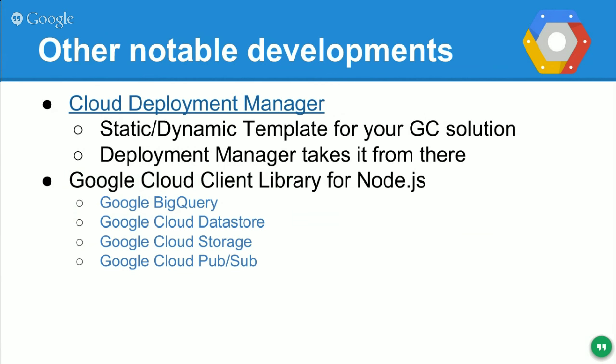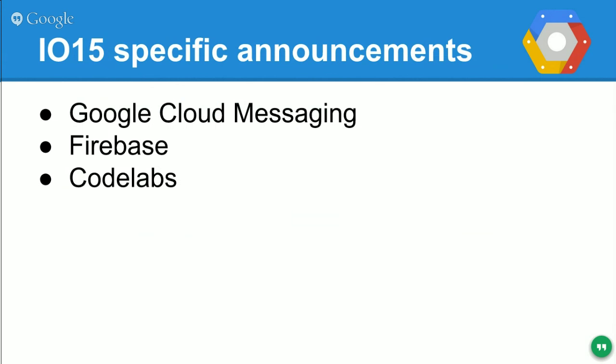For those of you who are into writing Node.js apps, there's also an interesting client library that was announced a while back. If you look at the four services, you could interact with BigQuery, Cloud Datastore, Storage, and Pub/Sub, all via Node.js APIs. So you could have your Node.js apps talking to some of these Google Cloud infrastructure services. That pretty much covers what I have in terms of things that have been announced on the GCP side of things since January.